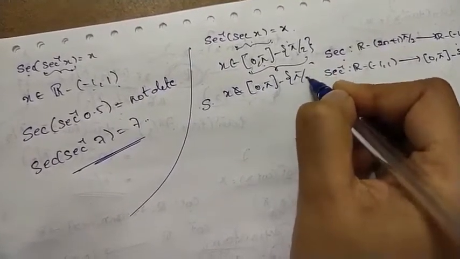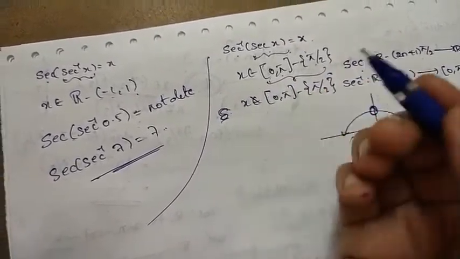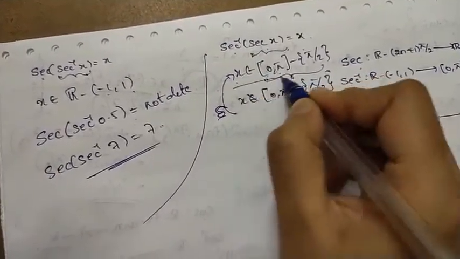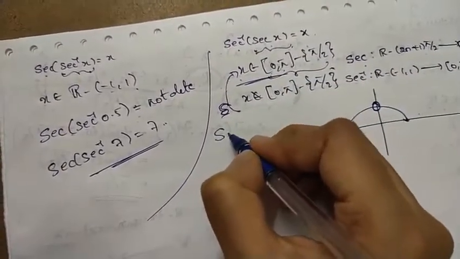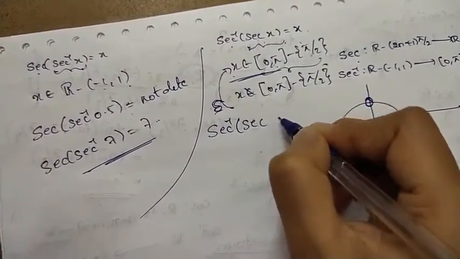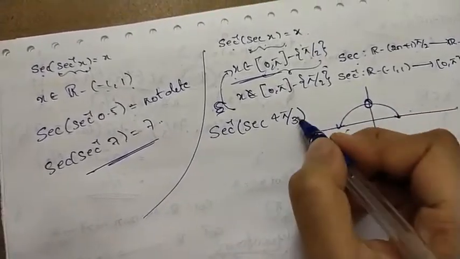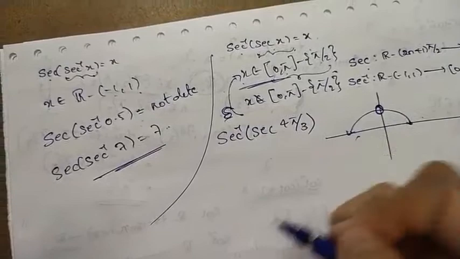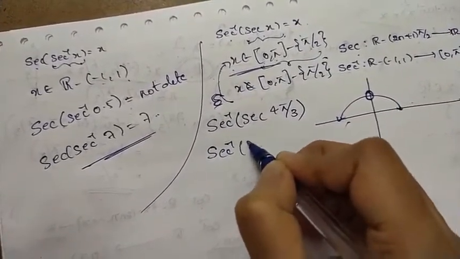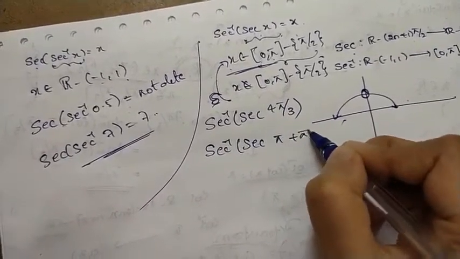excluding pi by 2, if it lies somewhere outside this interval, then we transform that angle in such a manner that finally x belongs to our principal value branch itself. So how are we doing it? We can look at one example: secant inverse of secant 4 pi by 3. Clearly 4 pi by 3 does not belong to this interval. So I can write 4 pi by 3 as pi plus pi by 3.